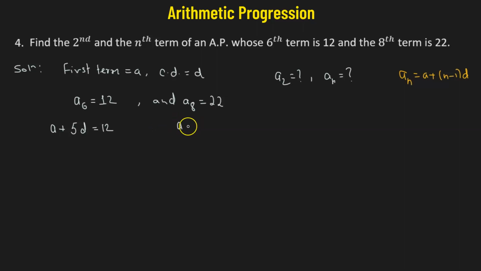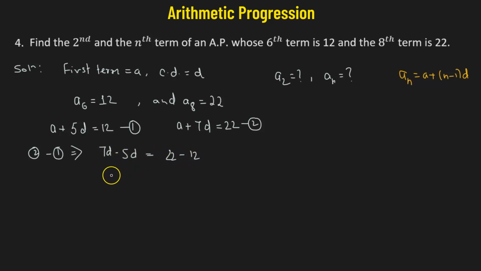And we have our eighth term, so this will become a plus 7d equals 22. Now we'll label this as equation 1 and this one as equation number 2. And what we'll do, we'll subtract equation number 1 from equation number 2. It's going to give us 7d minus 5d, that will be equal to 22 minus 12.